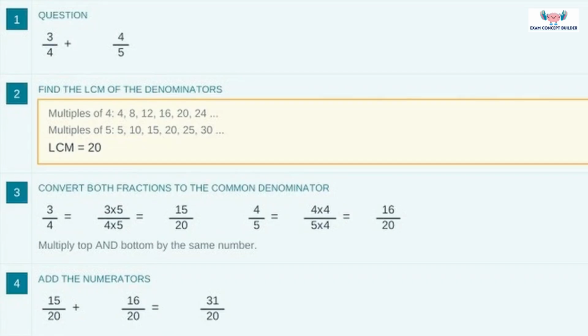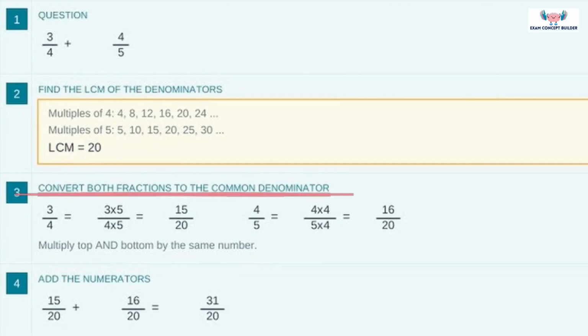This brings us to fractions, starting with 3/4 plus 4/5. Before we do any math, there is one unbreakable rule. Never add the denominators together. You cannot combine pieces of different sizes. This step right here shows the mandatory workaround, finding the lowest common multiple. We list the multiples of our denominators, 4 and 5, until we find the smallest number they share. Here, that shared foundation is 20.